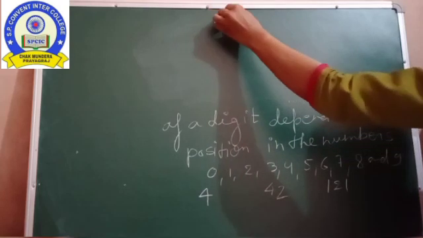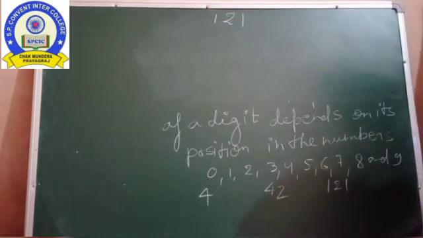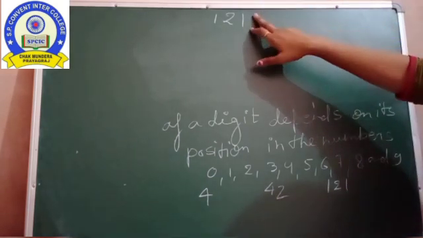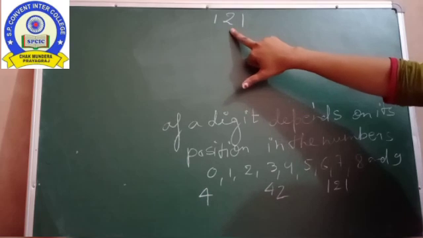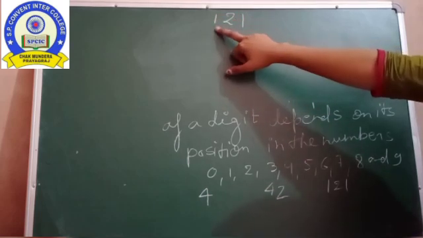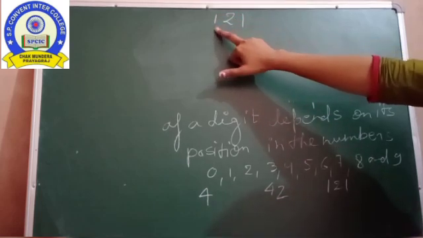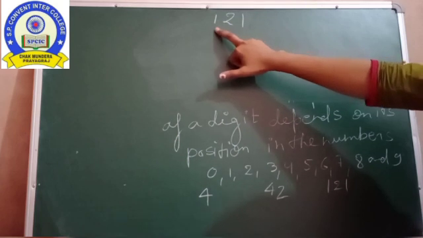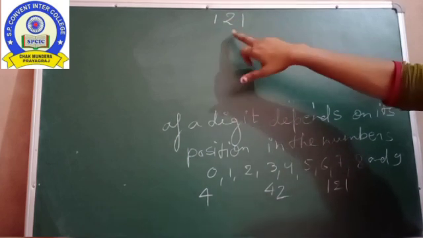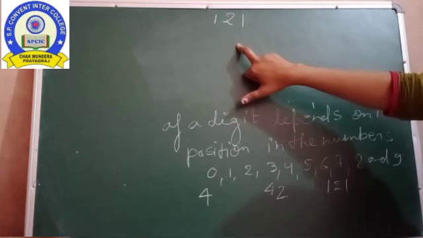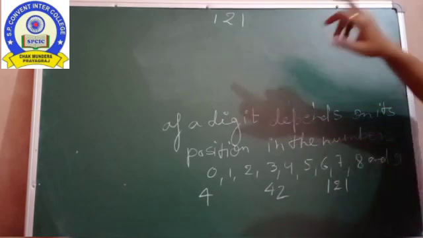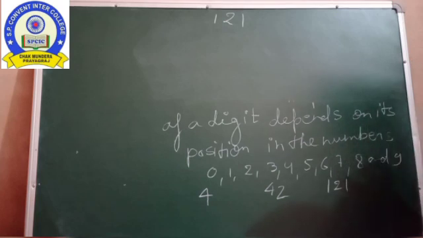In the number, let a three digit number. 1 is ones place, 2 is tens place and 1 is hundreds place. The position or place of a digit in a number tells us about the place value of that digit in the number. The place value of 0 is always 0.